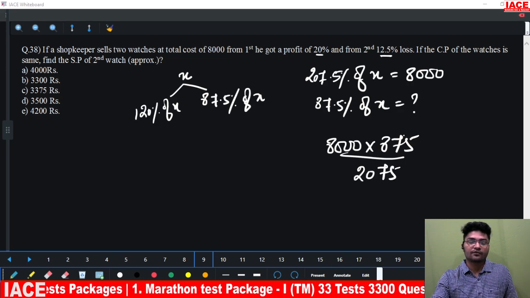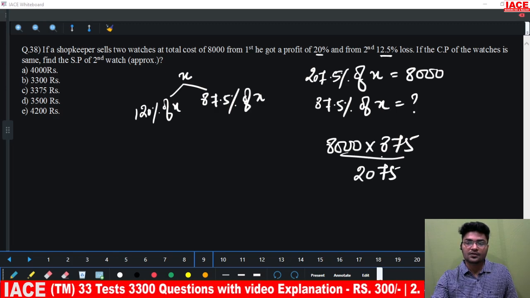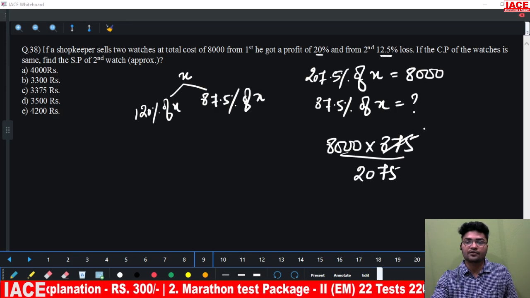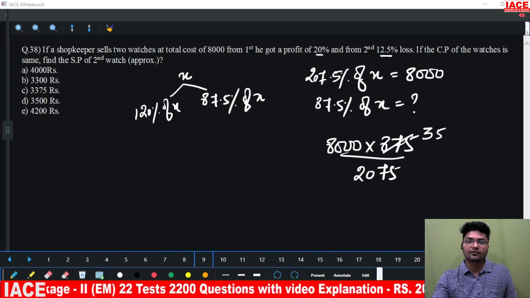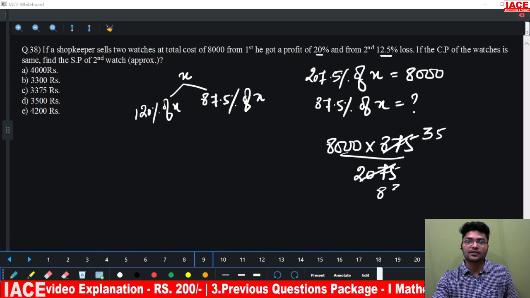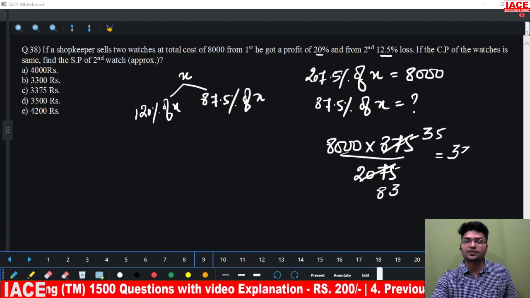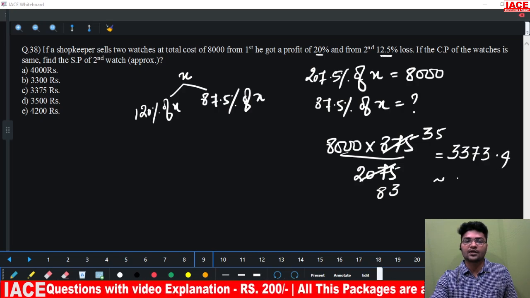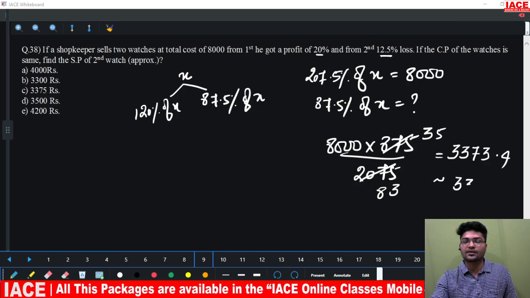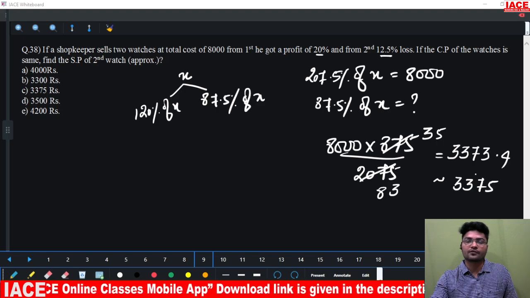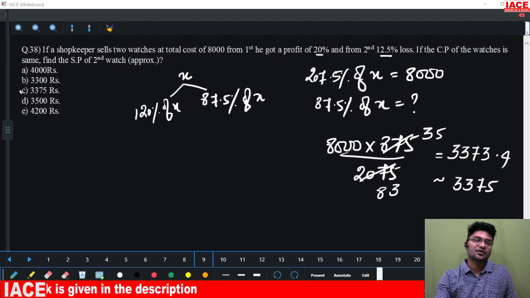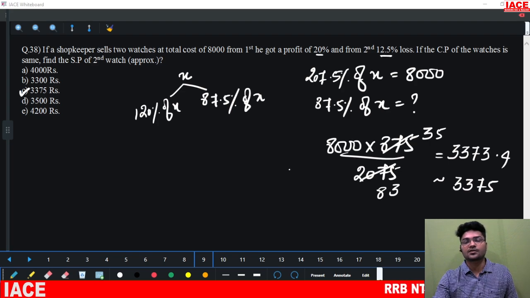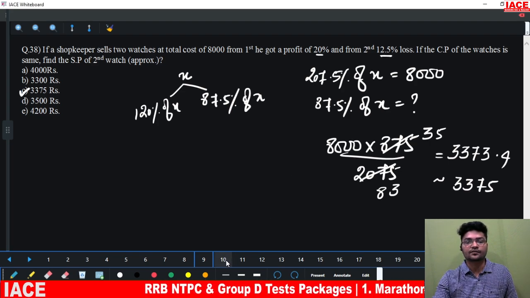So I have 25 into 35, and I have 25 into 83. So this comes out to be double 373.4. Approximately, as per our options, we can say 3375. That means option C would be the correct answer.